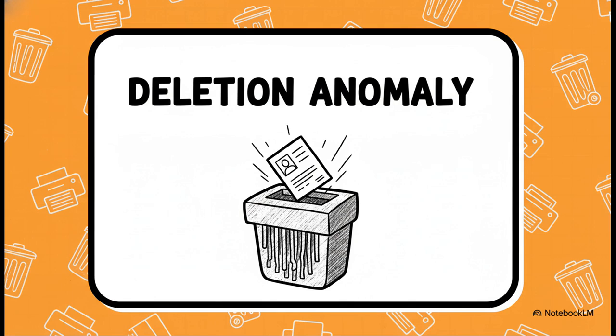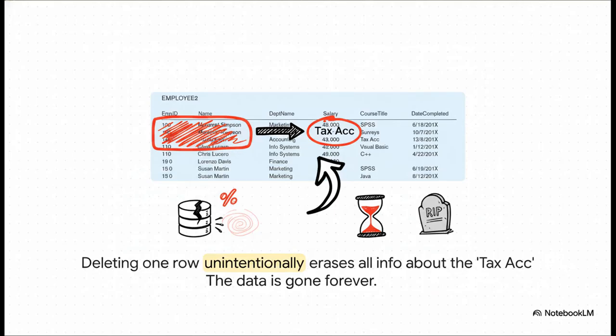Let's say Alan Beaton leaves the company. What happens when we delete his record from the table? So we delete that row. Easy enough, right? Nope. Look what happens. When Alan Beaton's record goes, we don't just lose information about him. We completely wipe out the only record we have that the tax accounting course even exists. Poof, it's gone. That is a massive problem.